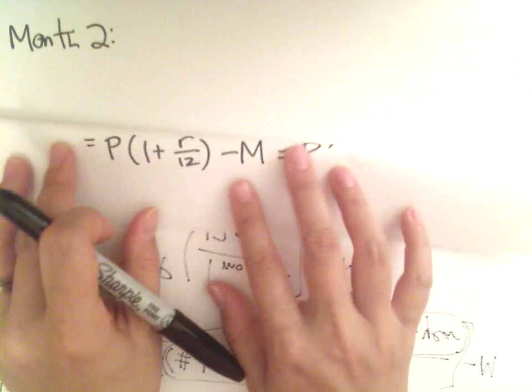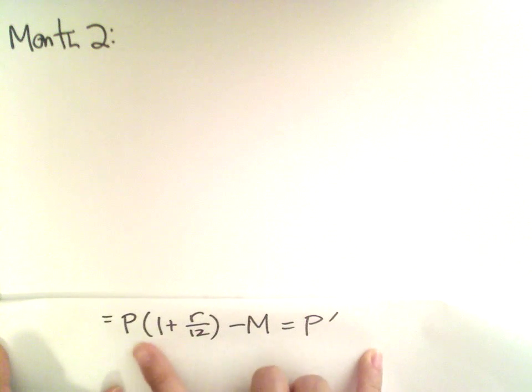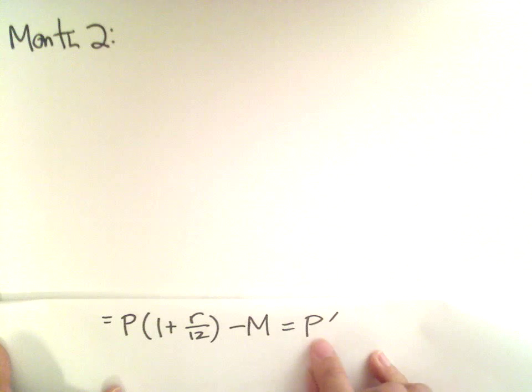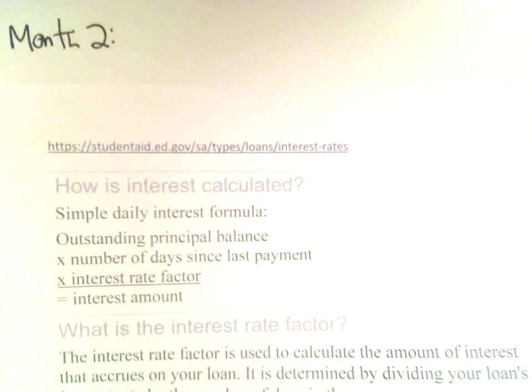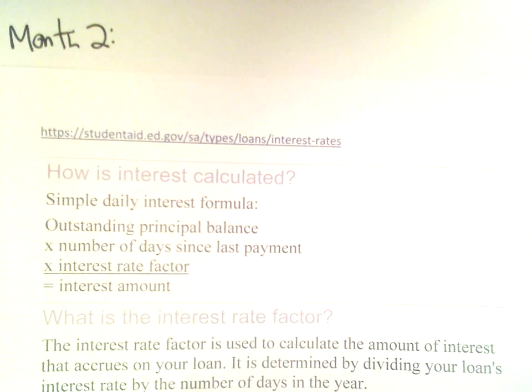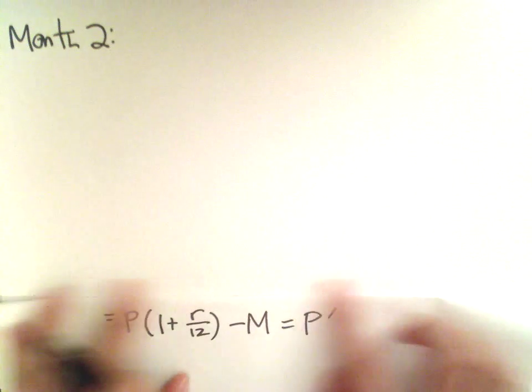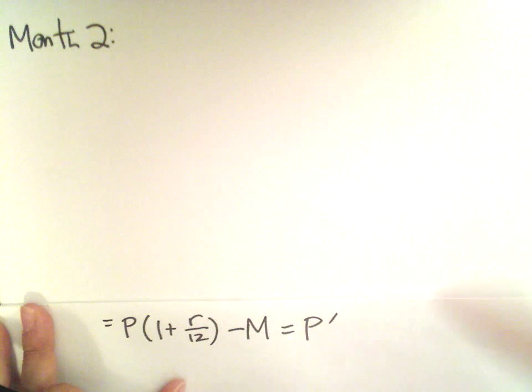Month 2. All right, so remember the formula for month 1. I'll do this business if I can. It was that. I'm going to put it down here. That was the formula for month 1. Now you have this P prime. And remember also how the interest is calculated, the outstanding principal balance. So you have this much left to pay, and you want that to accrue interest, and then you want to subtract off a monthly payment.